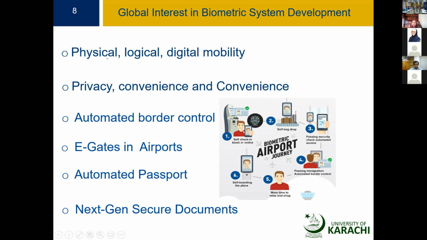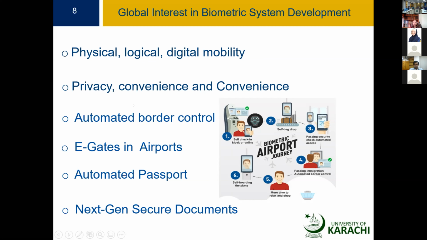Whether it is physical mobility, logical mobility, or digital mobility, you need to automate border control, because there are a lot of queues at the airport for baggage control, for taking boarding cards, and for scrutiny purposes. So ultimately you need e-gates at all the airports of the world. You need automated passports. You need next generation secure documents.